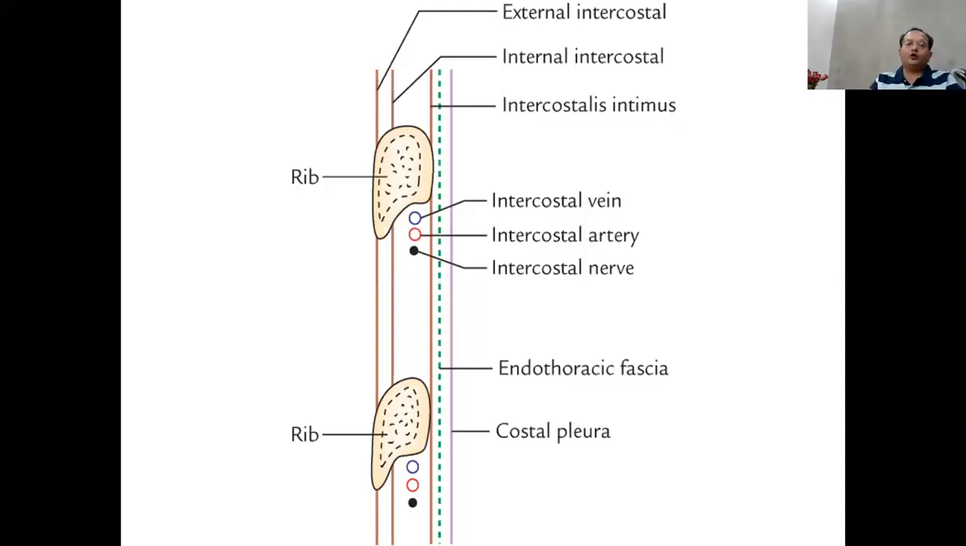From superficial to deep, the thoracic wall: skin, superficial fascia, deep fascia, then muscles, then pectoralis major muscle, then external intercostal muscle, then internal intercostal muscle, then intercostalis intimus muscle, then endothoracic fascia, then costal or parietal pleura. This is the structure of the thoracic wall from superficial to deep.